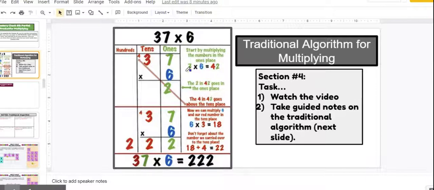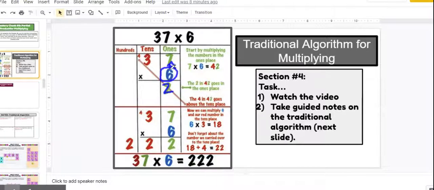Okay, so it's stacked, and I'm going to start multiplying. I'm going to take this six and multiply it by all of the parts of this 37. The order matters in the traditional algorithm, so I'm going to multiply the six by the ones first. 6 times 7 is 42. I put the two down here because there are two ones, and the four up here, nice and tiny, because there are four tens.